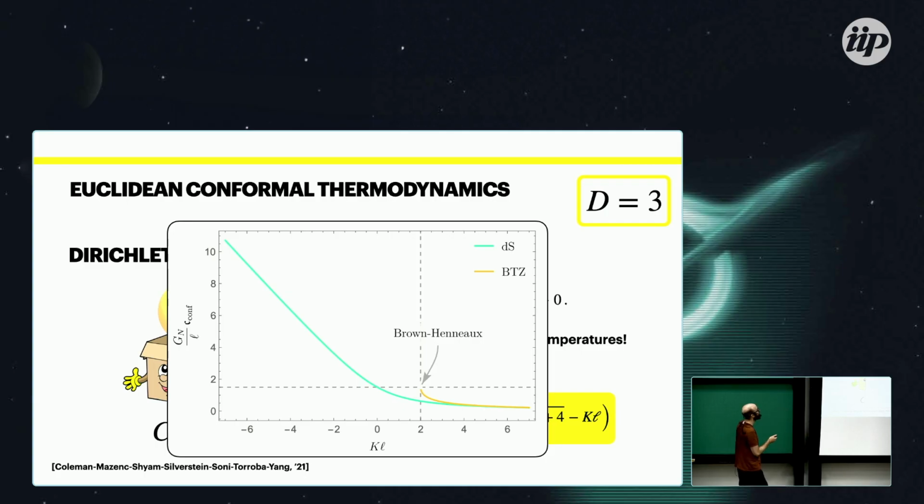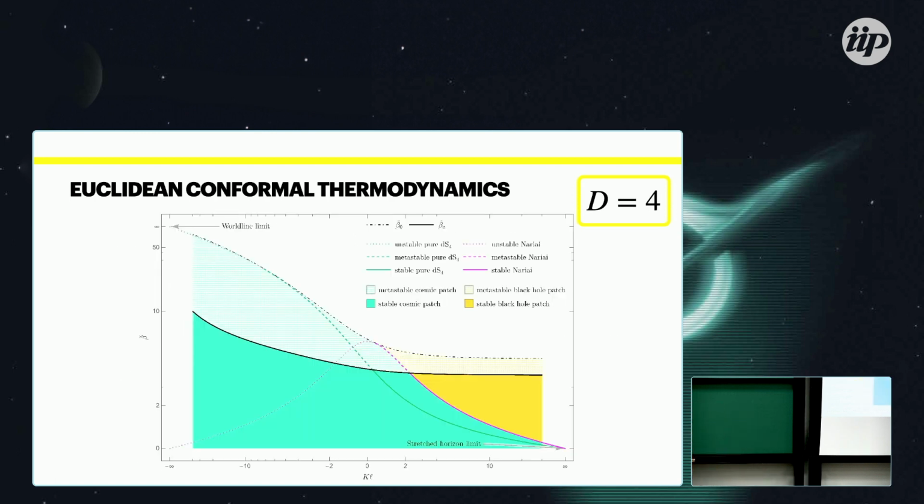In both cases, you get, for any temperature, the conformal result with these central charges that depend on the value of KL. Now we can go to 4 dimensions. 4 dimensions is more complicated because you also have black hole solutions.